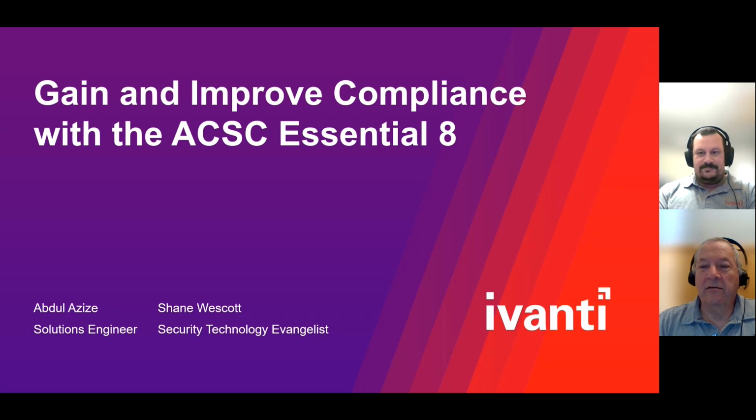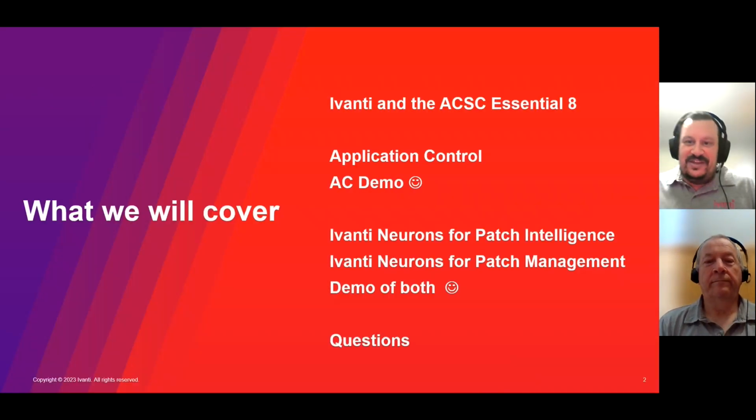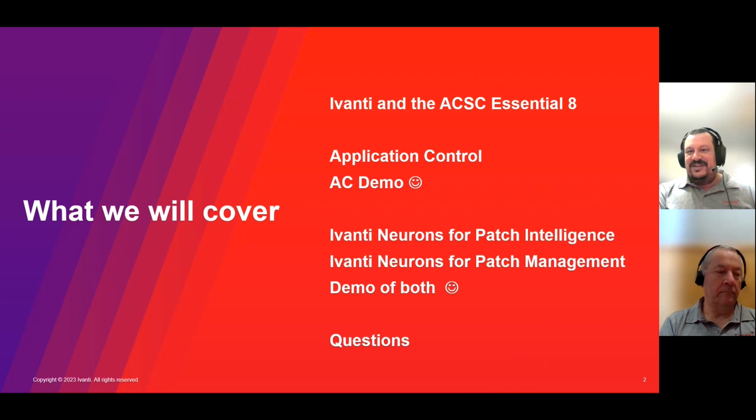And yeah, we're going to do this webinar today to hopefully inform you and give you some great insight into some of our security solutions. Awesome. So what we're looking at today is Ivanti and the ACSC Essential 8 and where we play. I'm going to take you through some application control, specifically around Maturity Level 3 compliance, and then have a quick demo of what that looks like. Shane's going to run you through some patch intelligence, some patch management, both from our Neuron SaaS platform, and then give you a demo of both, and then we'll take some of your questions.